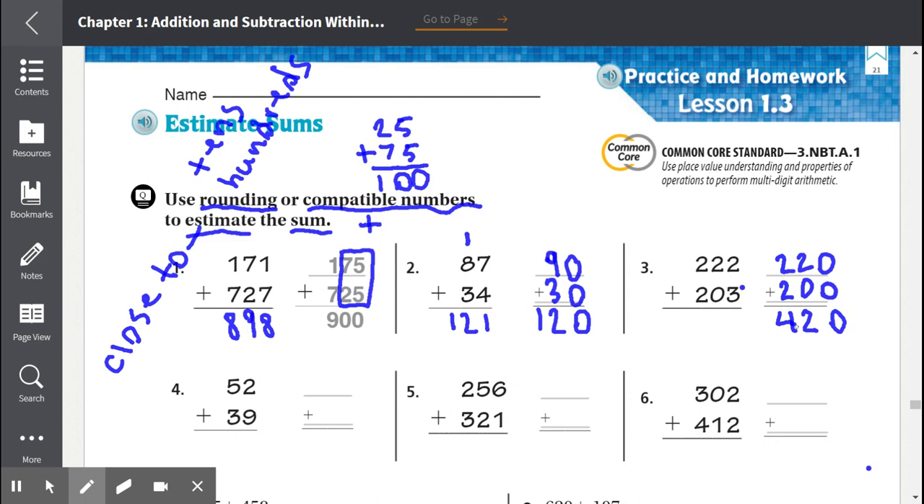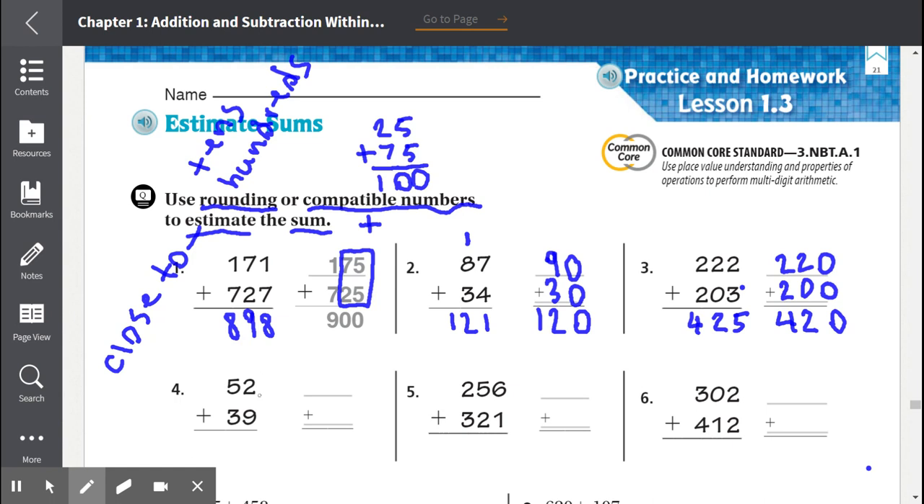But if we wanted to find the exact answer, we would add 2 plus 3, that'll be 5. 2 plus 0 is 2, 2 plus 2 is 4, 425. And once we find our estimate, if the actual answer is not close to our estimate, then something is wrong. We made a mistake somewhere. Now, number 4, 52 and 39.